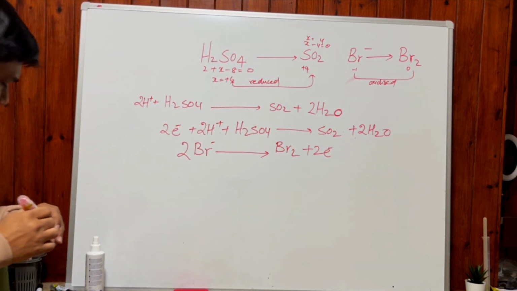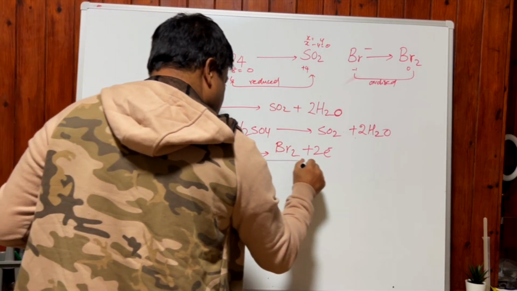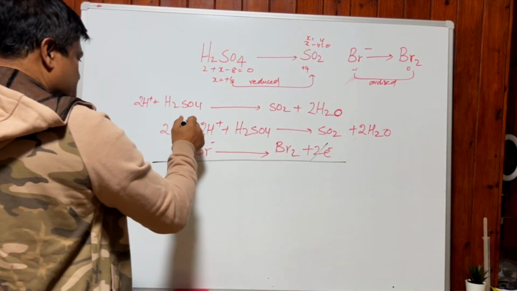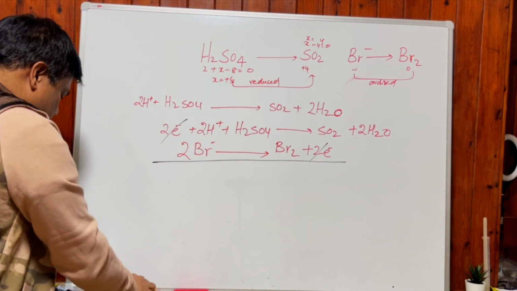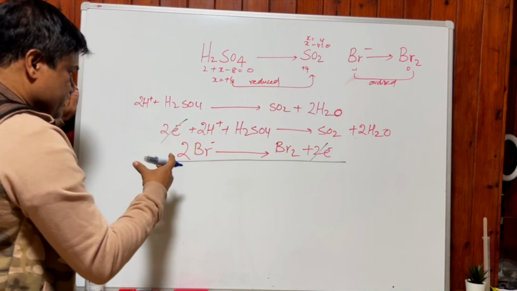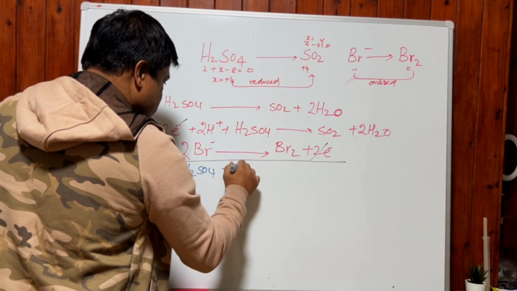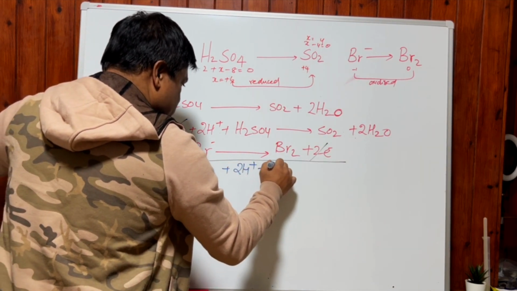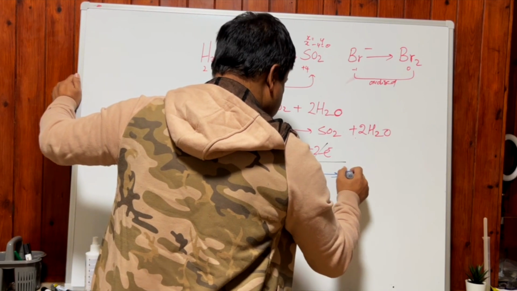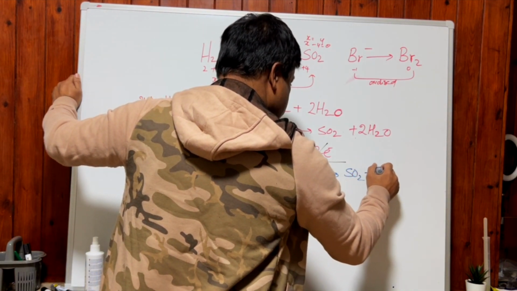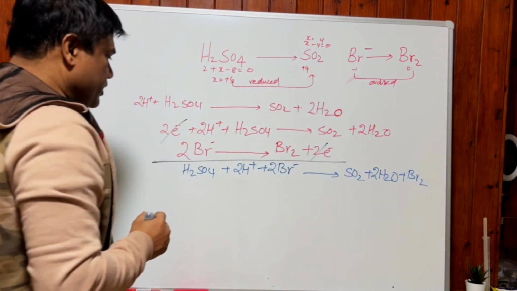Okay. Now cancel those electrons. When you add them up, you have to cancel those electrons and add up the equation. So on the reactant side, H2SO4 plus 2H plus plus 2Br minus, that becomes SO2 plus 2H2O plus Br2. Check everything is balanced or not.